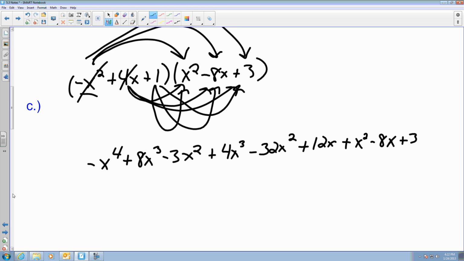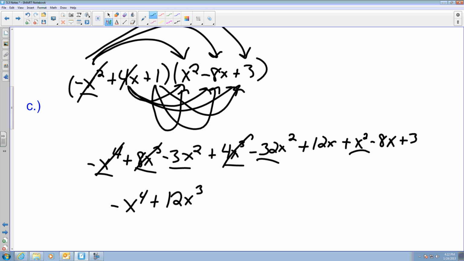Now since I got it all multiplied out, now I can combine like terms. So my biggest degree is x to the fourth. I don't see anything there, so I just write it as negative x to the fourth. Cross it out. I got cubes here, here, and that's it. So I'm left with plus 12x cubed. Cross it out, cross it out. I got squares here, here, and there.